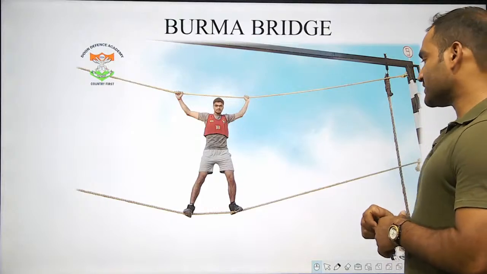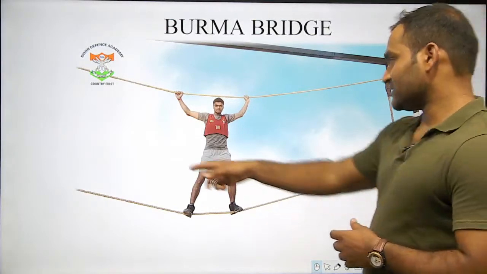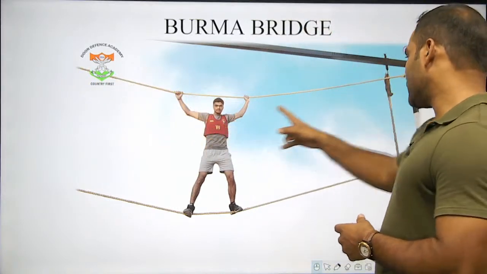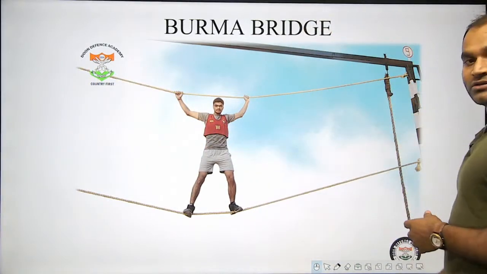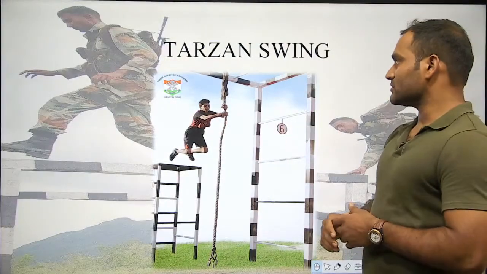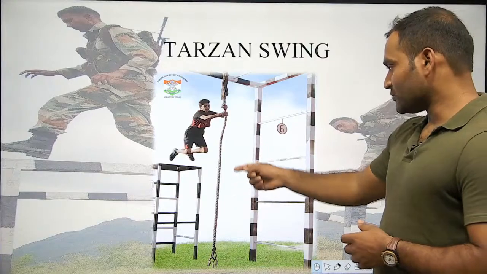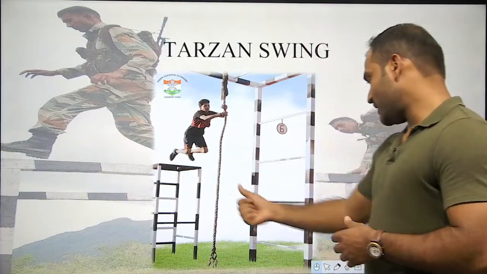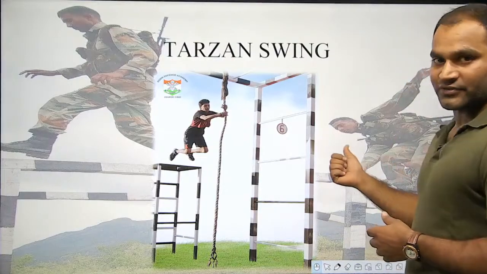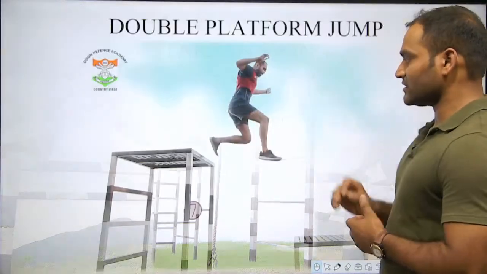Next is the Burma bridge. There is a bridge here, there is a rope, so you climb up the rope, slide to this portion, and then slide down through the rope, and that gives you 5 marks. Next is the Tarzan swing. This rope is provided to you, from here you will swing, and there is a ribbon there and you have to jump past the ribbon, and that will give you 6 marks.